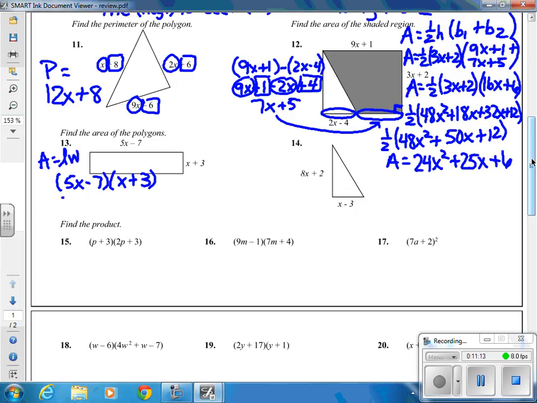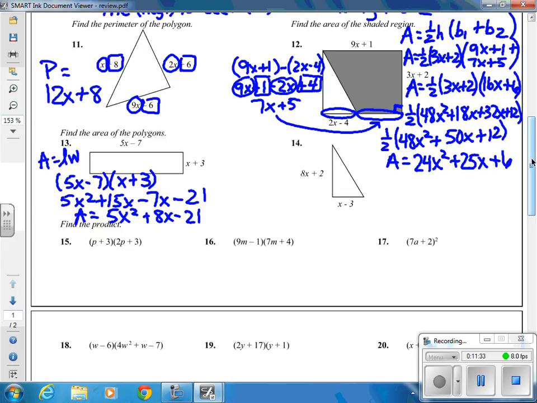So 5x times x is 5x squared, 5x times 3 is 15x, negative 7 times x is negative 7x, and negative 7 times 3 is negative 21. Join the middle together, so you end up with area equals 5x squared plus 8x minus 21. And then for number 14, it is a triangle.